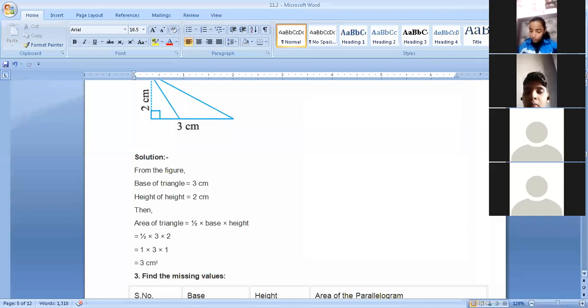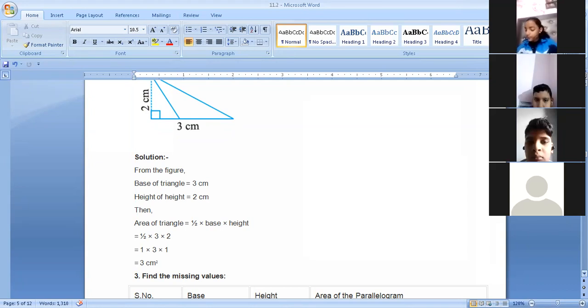Lakshya Chandra. Do not close your camera now. Aryan Sharma, Arav Sharma. Open your camera.